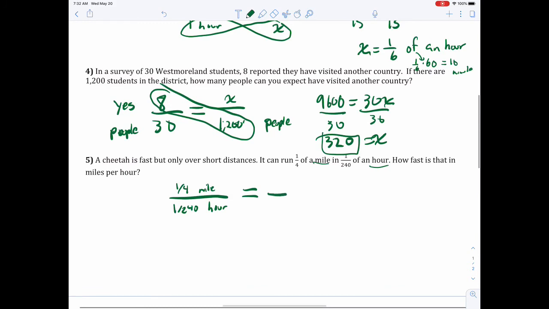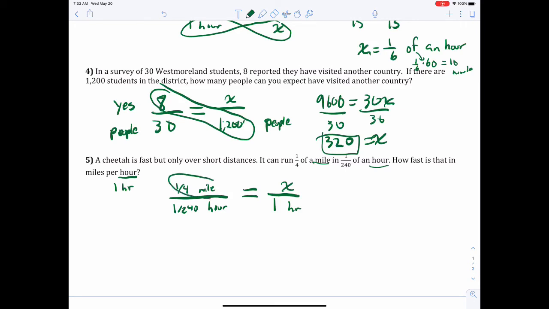What do we put over here? Well, what do we know? Well, we know we're looking for how many miles per hour. Per hour means 1 hour. How many miles in 1 hour? So we can put 1 down here because that's where the hours go. And we're not sure about how many miles they'll go, so that's right there.